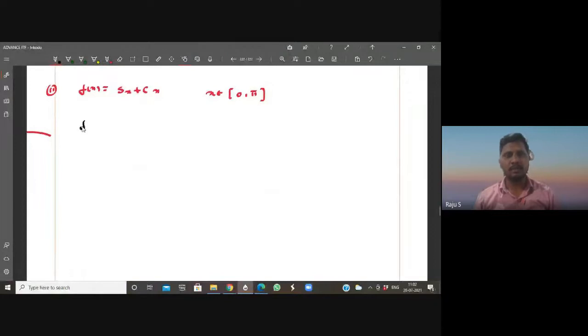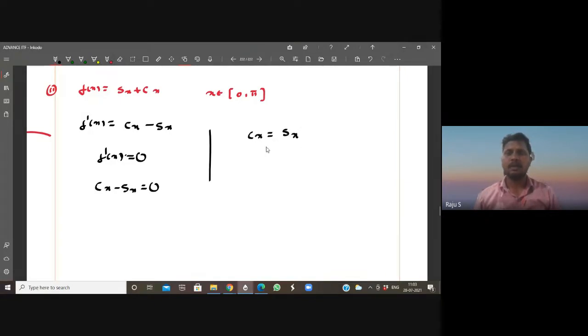Same here. f dash of x: the derivative of sin x is cos x, the derivative of cos x is minus sin x. After that, what shall we do here? We have to equate it to 0. So f dash of x equals 0, which means cos x minus sin x equals 0. So that is nothing but cos x is equal to sin x.